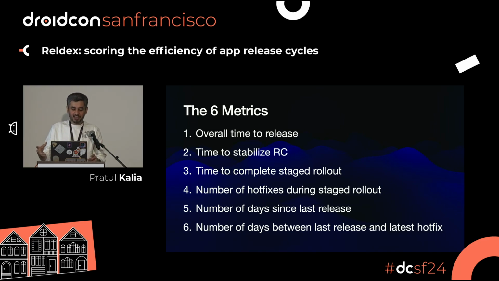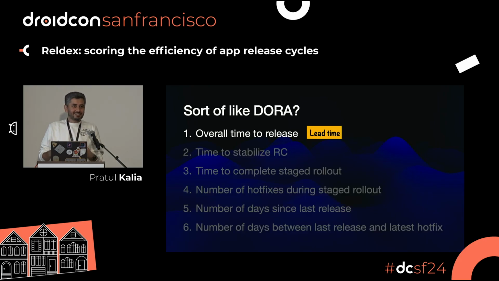So just to clarify, say your last release finished on the 1st of the month, and you had to do a hotfix on the 4th because you realized 4 days later that there was a game-breaking bug. That's 4 days. This sort of is like DORA, but not exactly, but I'm going to draw some parallels, right? So overall time to release is kind of like the lead time for mobile apps.